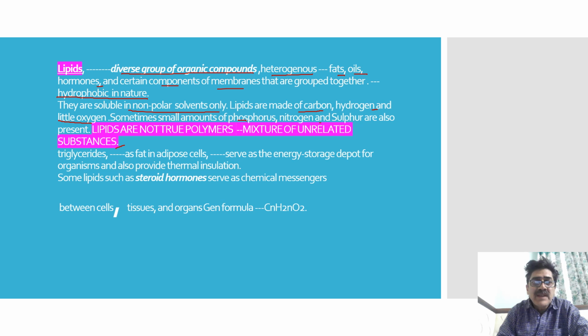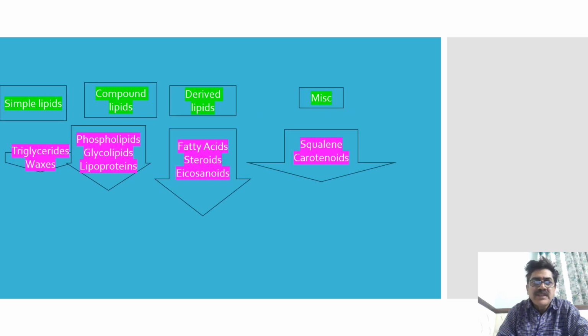Now triglycerides, this is also a lipid. It acts as a fat in our fat cells, the adipose cells. And some lipids like steroid hormones act as chemical messengers between cells, tissues, and organs. The general formula of lipids would be CnH2nO2. Now we will see the classification. Lipids have been grouped into three classes: simple lipids, compound lipids, and derived lipids. Then we have a miscellaneous class also.